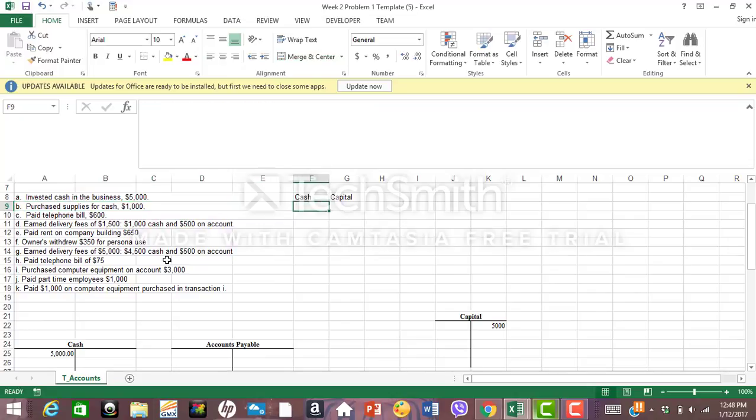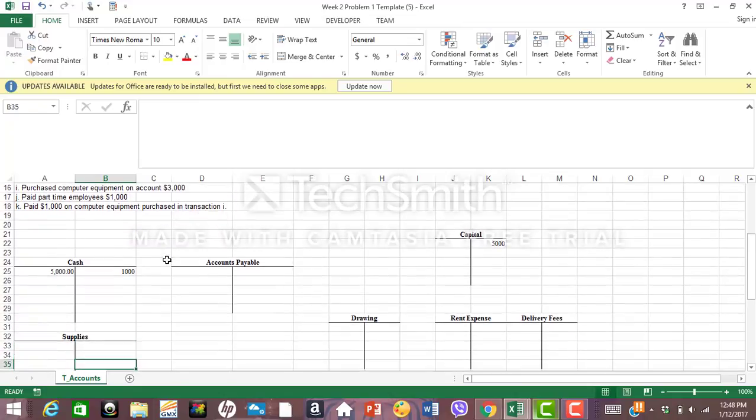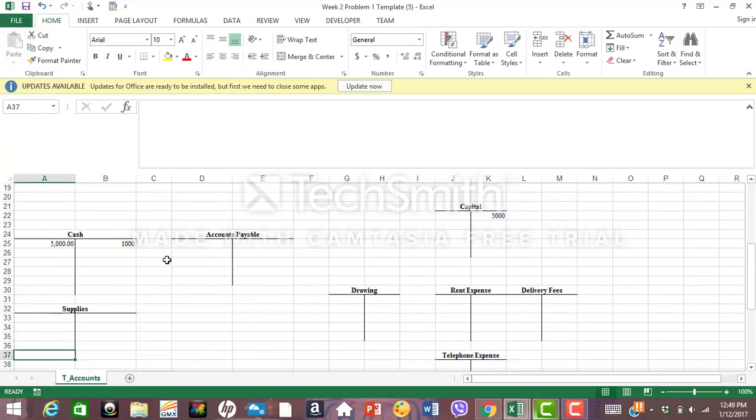Transaction B says purchase supplies for cash for $1,000. The two accounts that get affected are supplies and cash. They're both under assets. So we credit cash $1,000 and then we debit supplies $1,000, and we are done with that transaction.